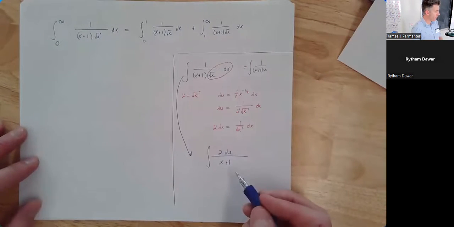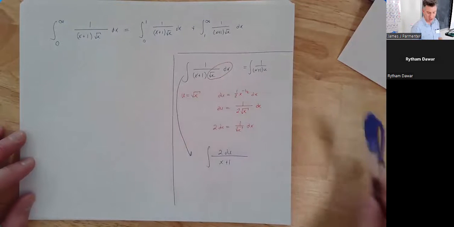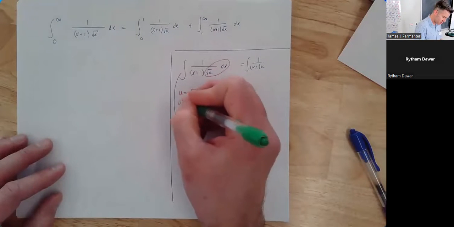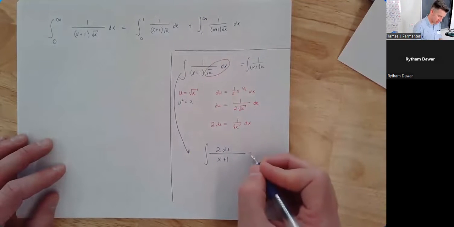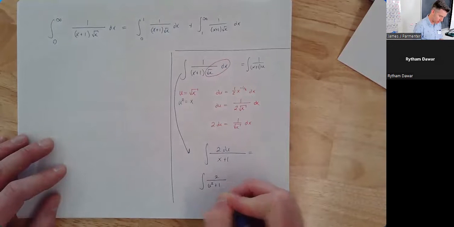And then what's left? X plus 1. Well, u is equal to the square root of x, so u squared is equal to x. So this integral becomes the integral of 2 over u squared plus 1.